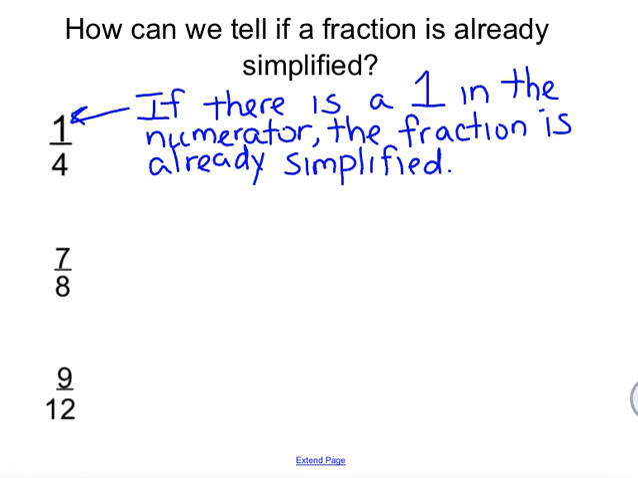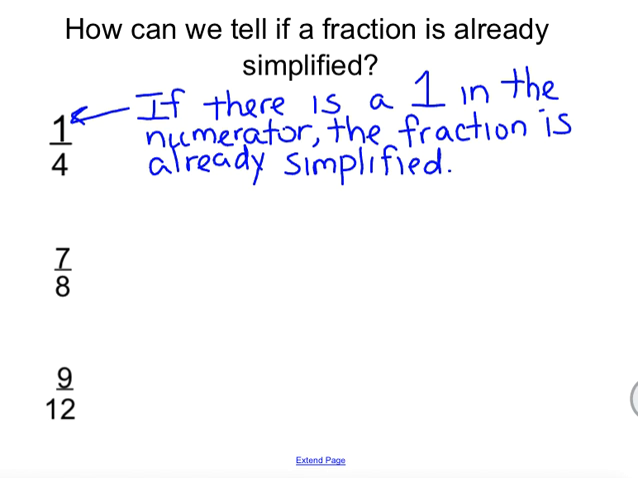All right, so I move on to the next fraction. It's 7/8, and I say, oh, wow, there's no 1 in the numerator. It's a 7. So how can I look at this fraction, or what do I need to do to determine if this is already in simplest form? Well, when in doubt, you're just going to try to simplify it, okay?